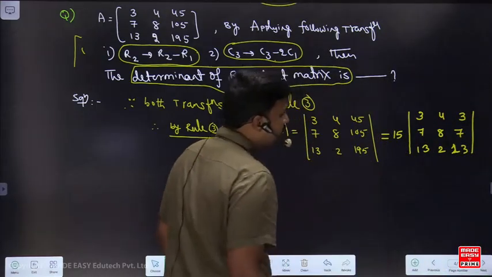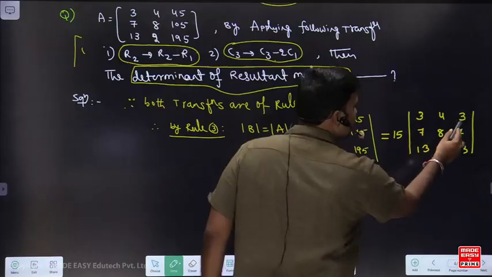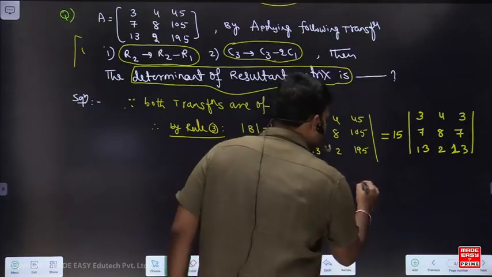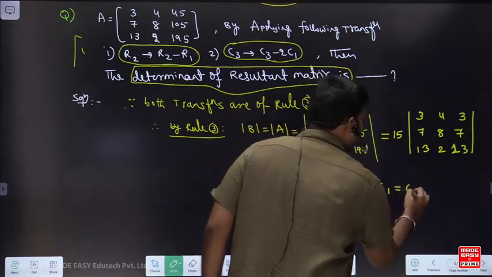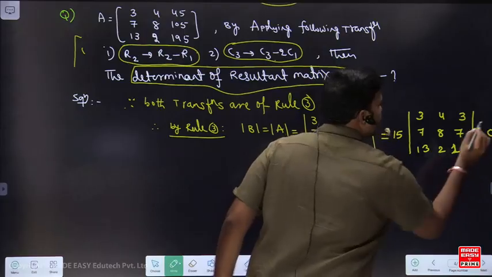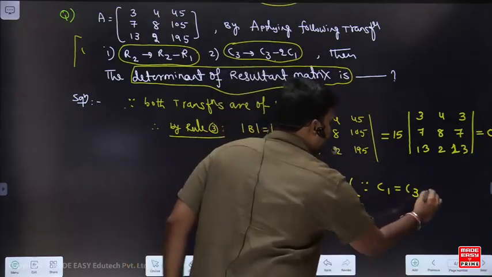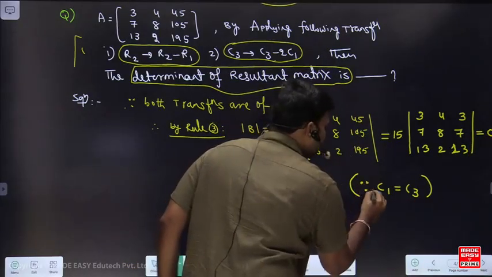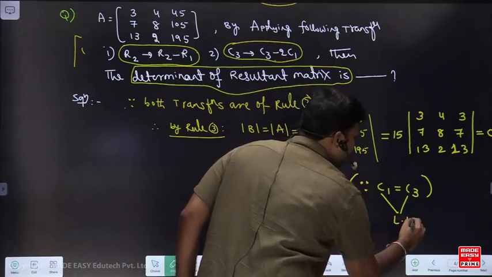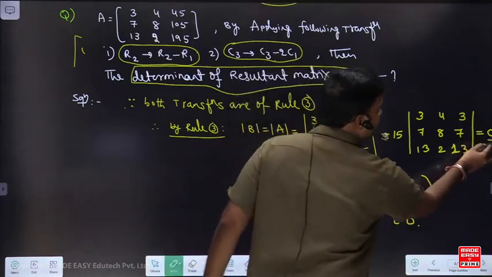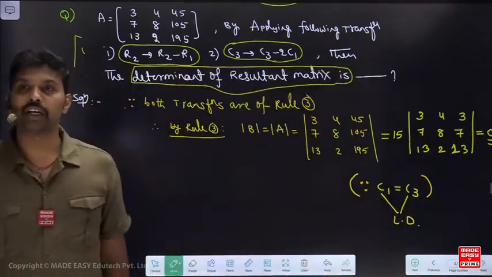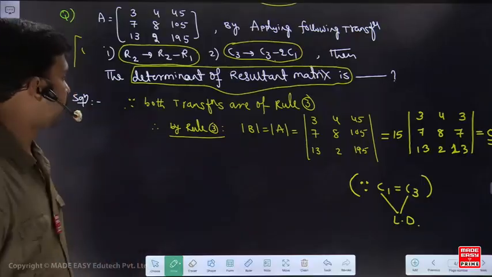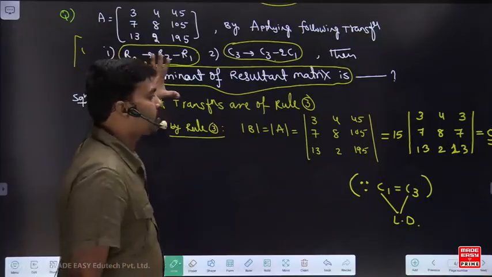Now you tell me, my dear students, are C1 and C3 equal or not here? Since C1 is equal to C3, this determinant is equal to 0. Since C1 is equal to C3, these are linearly dependent. So therefore the determinant is 0 here. So this is the answer for this question, my dear.